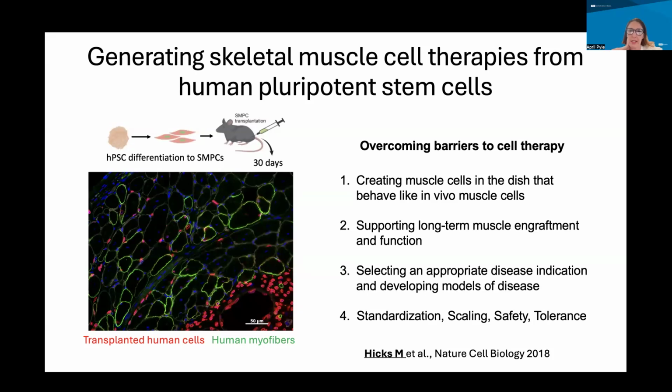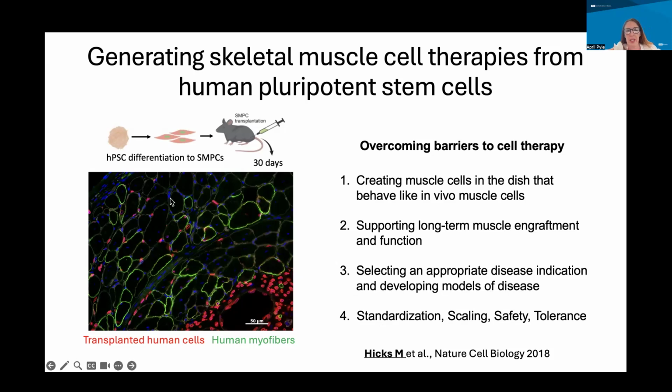called satellite cells. And we look at the ability of these cells to express the right markers, to have long-term muscle engraftment, as well as ways in which we can evaluate functionality of these cells in vitro and in vivo. And then in the lab, we always think about what's the right disease indication and generating preclinical data to enable scaling and eventual safety studies.